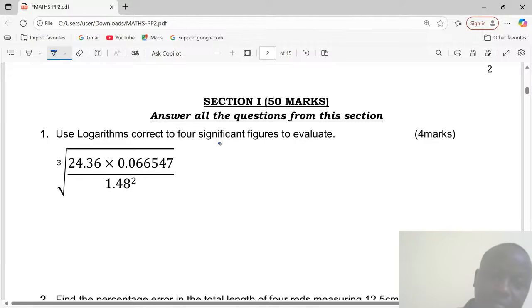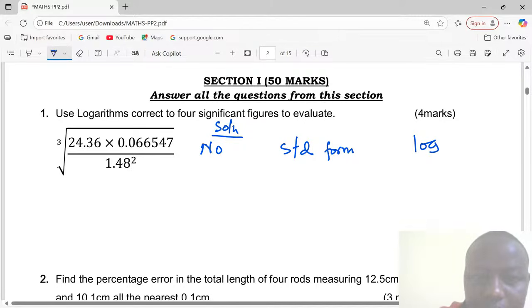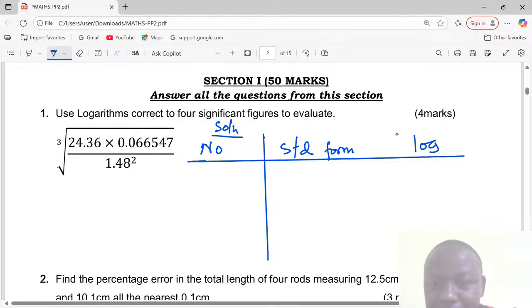Solution. So we are supposed to organize this work in a very decent manner, such that we start with the number, then the standard form of the number, then the logarithm of the number. That's how you're supposed to organize this. Remember again, we've been told to use logarithms, not logarithm tables. So that means you are free to use the logarithms from your calculator.